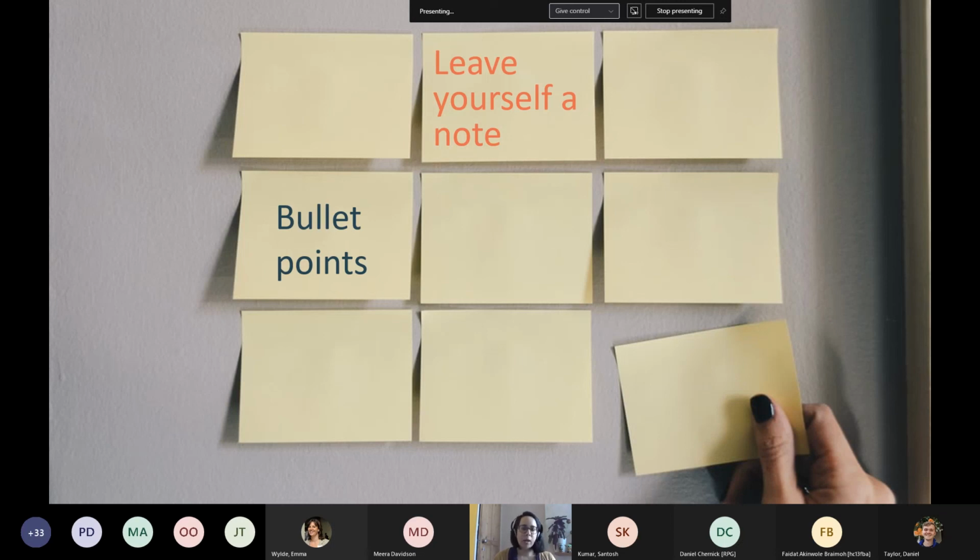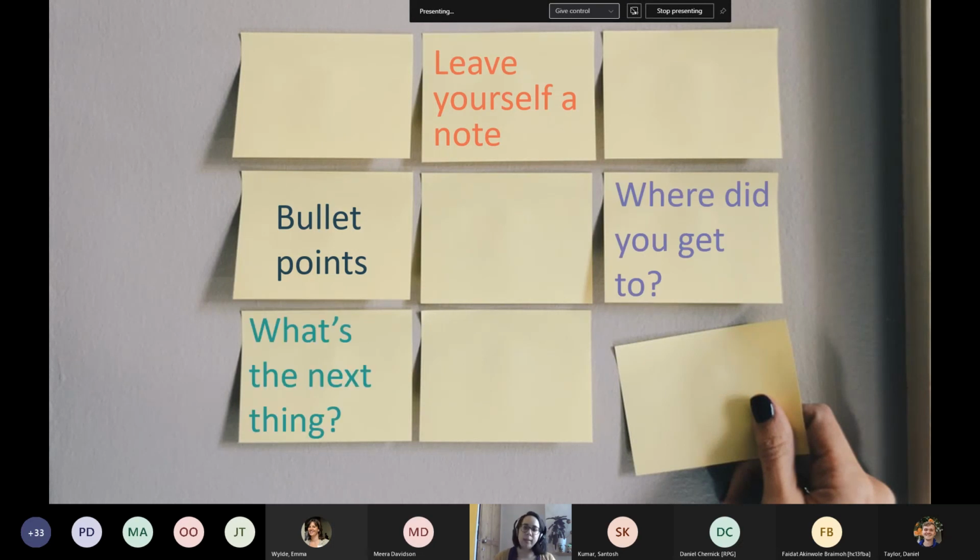So you can say, okay, I've got here, what's the next thing I need to do? Leave yourself a little note. Where did you get to? What's the next section you want to work on? What's the next point that you need to make? Some people even leave an unfinished sentence so that when they come back, the first thing they have to do is finish off that sentence.